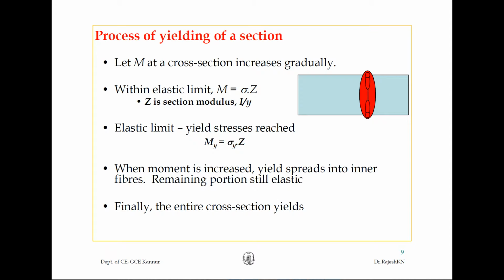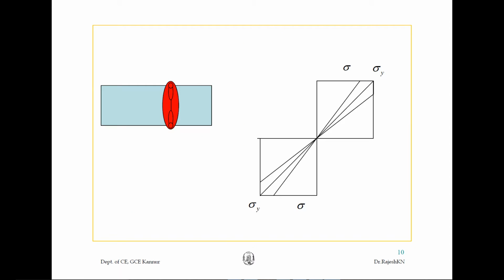When the elastic limit is reached, the yield stress is reached. When the moment is increased, yield spreads into the inner fibers, and the remaining portion is still elastic. Finally, the entire cross section yields. This means the cross section is yielding. Yielding is done. Now, how is the stress diagram represented over here?